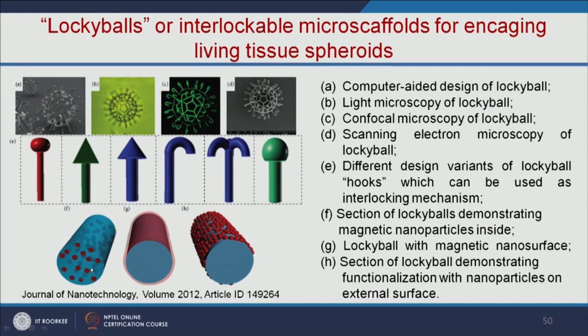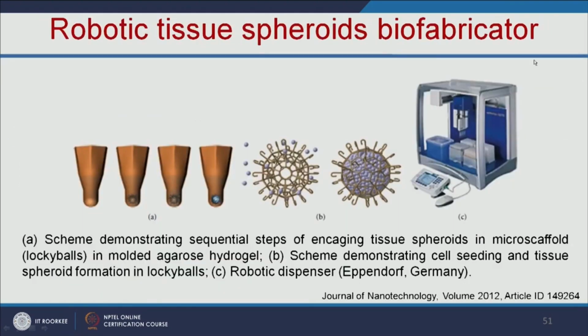You can see here a section of locky balls which have magnetic nanoparticles inside. The red color is the magnetic nanoparticles, and this one is a locky ball with magnetic surfaces, and the third one is a locky ball with functionalized magnetic nanoparticles on the surface. This is the robotic tissue spheroids biofabricator. Using this we can make the microscaffolds, that is our locky balls, in a molded agarose hydrogel, and in that we can seed the cells and make the tissue spheroid formation in the locky balls.